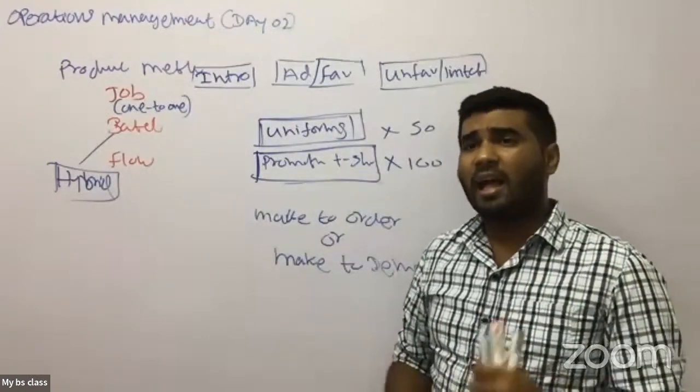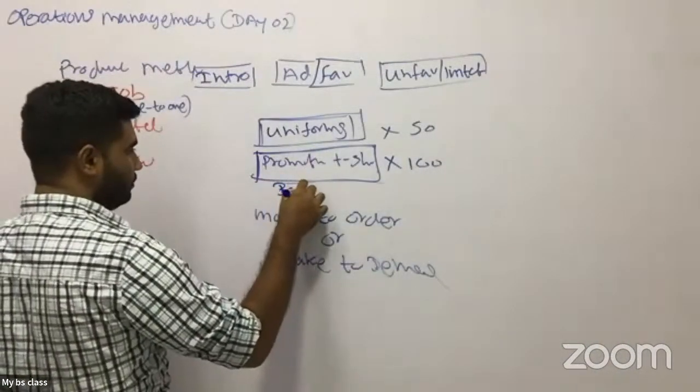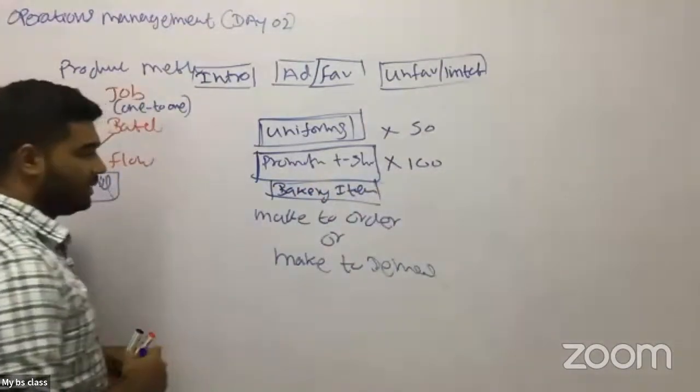And also one of the best examples is the bakery items as well. Right? Bakery items, it is this batch production.